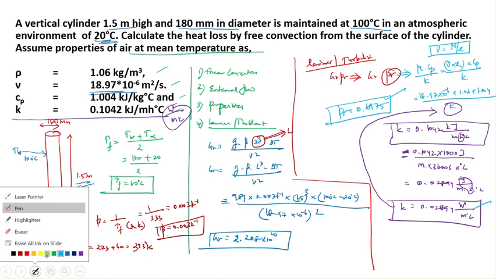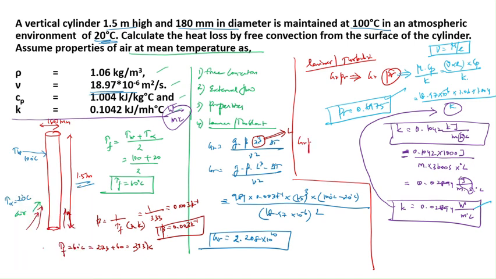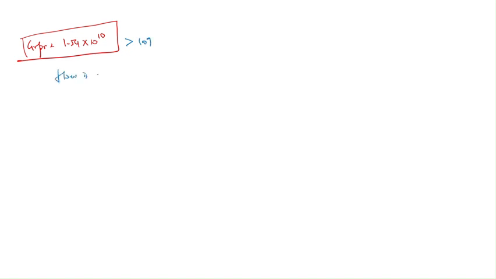Finally, after substituting GR and PR, GR is equal to 2.208 into 10 to the power of 10, into PR 0.6975. So we get GR times PR, which is equal to 1.54 into 10 to the power of 10. So GR times PR is 1.54 into 10 to the power of 10, which is greater than 10 to the power of 9. So the flow is considered as what?